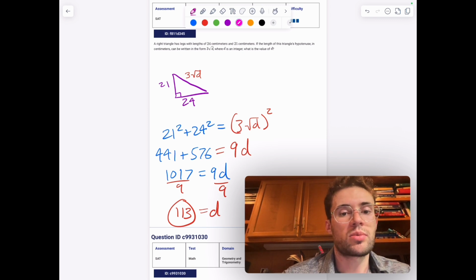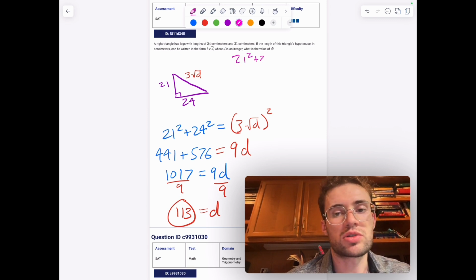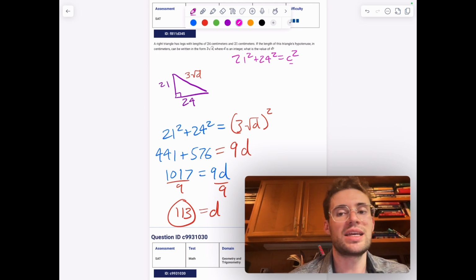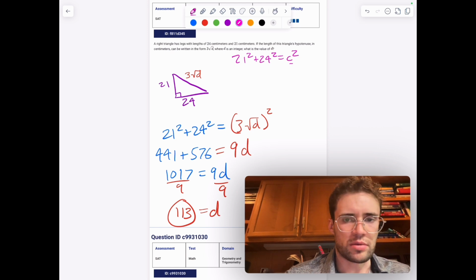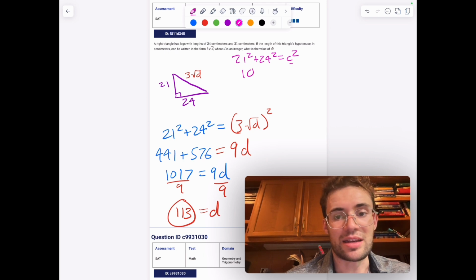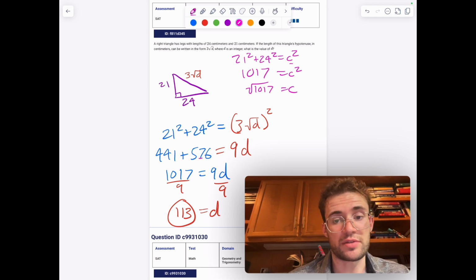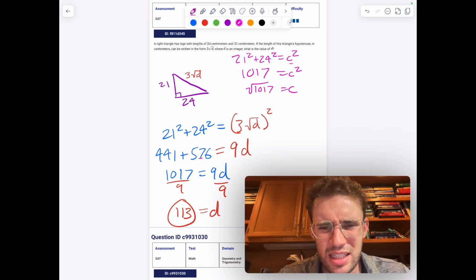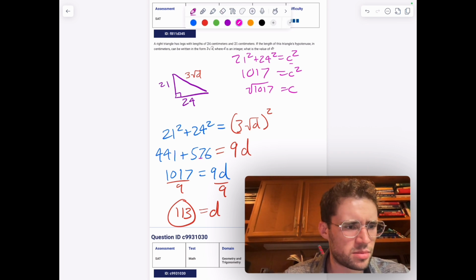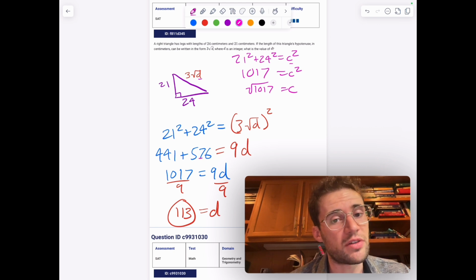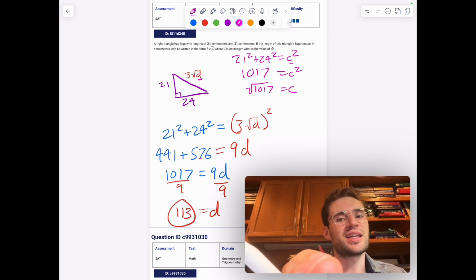Now, if you felt more comfortable just going 21 squared plus 24 squared equals C squared, and then using that C to find D, that would work as well. You would still get 1017 on this side, right? 441 plus 576. C is equal to the square root of 1017, because you take the square root of both sides. And then you just have to simplify the square root of 1017. So you can't just type it in and get a decimal, because you need to figure out what D is. Oh, so I like this problem then.